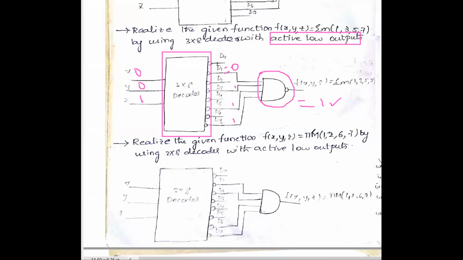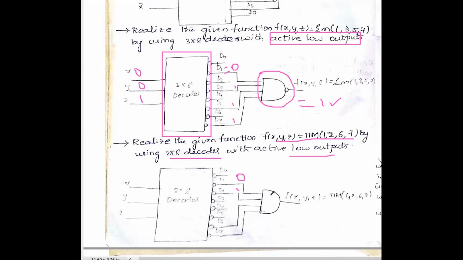Similarly, we will see one more example with max terms: f of x, y, z equals pi of m 1, 2, 6, 7. We have to realize this using a 3-to-8 decoder with active low outputs, the same model. Here we are going to realize using max terms. Therefore, we have taken the AND gate. So, what are the max terms? 1, 2, 6 and 7 are connected to this AND gate. For these max terms, the output equals 0. At a time, any one line of D0 to D7 will be equal to 0.